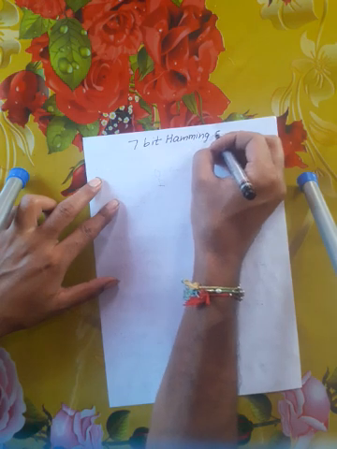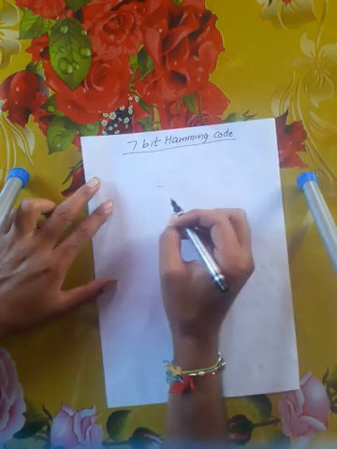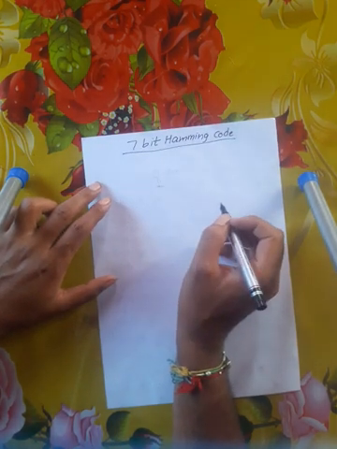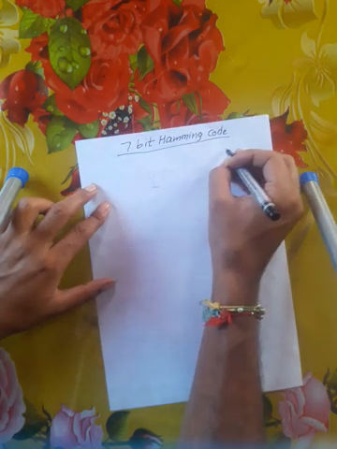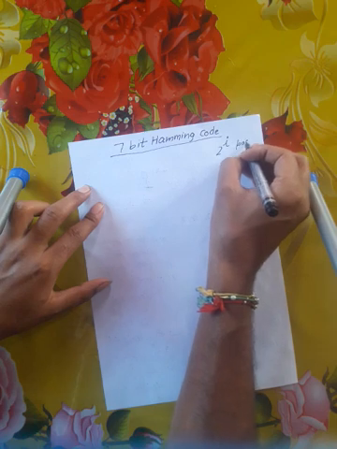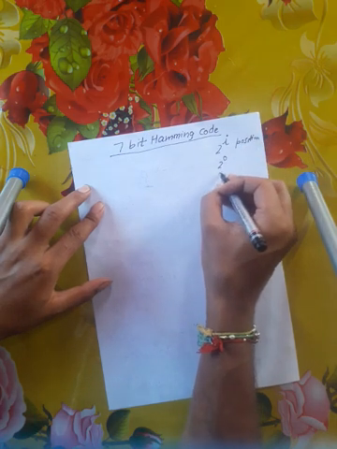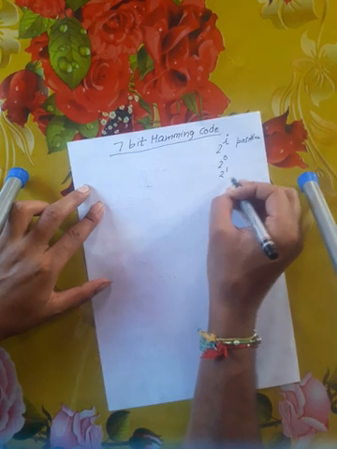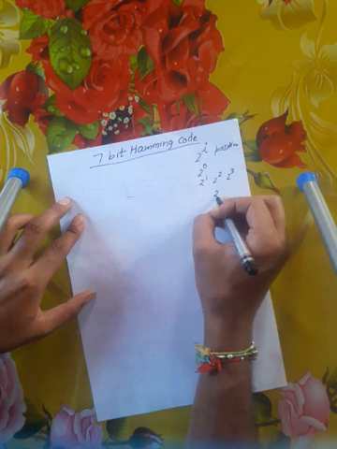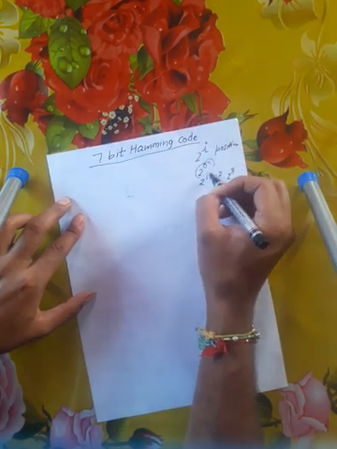7-bit Hamming code, and you have to always remember, parity bits are always placed at 2 to the power i position. Means 2 to the power 0, 2 to the power 1, 2 to the power 2, 2 to the power 3, and 2 to the power 4, 2 to the power 5. In these positions, parity bits are placed.